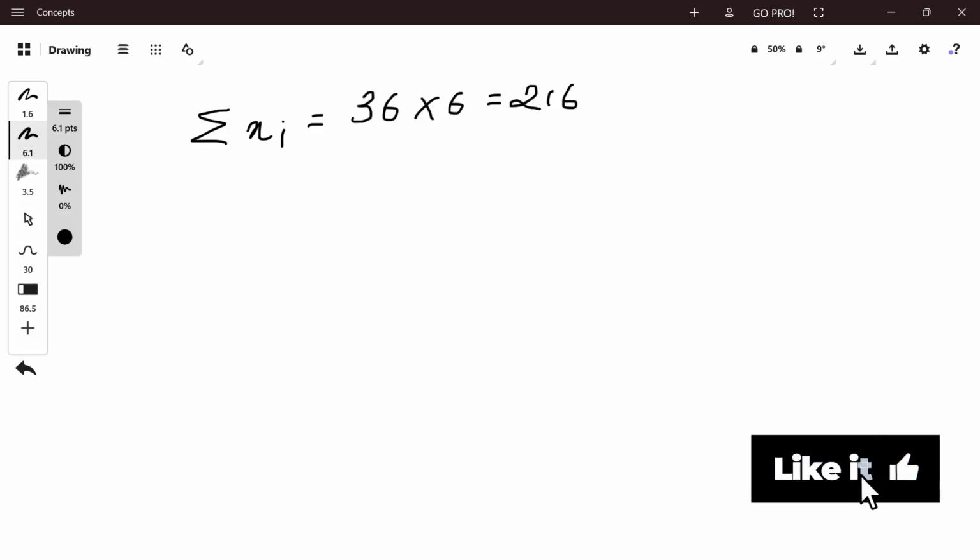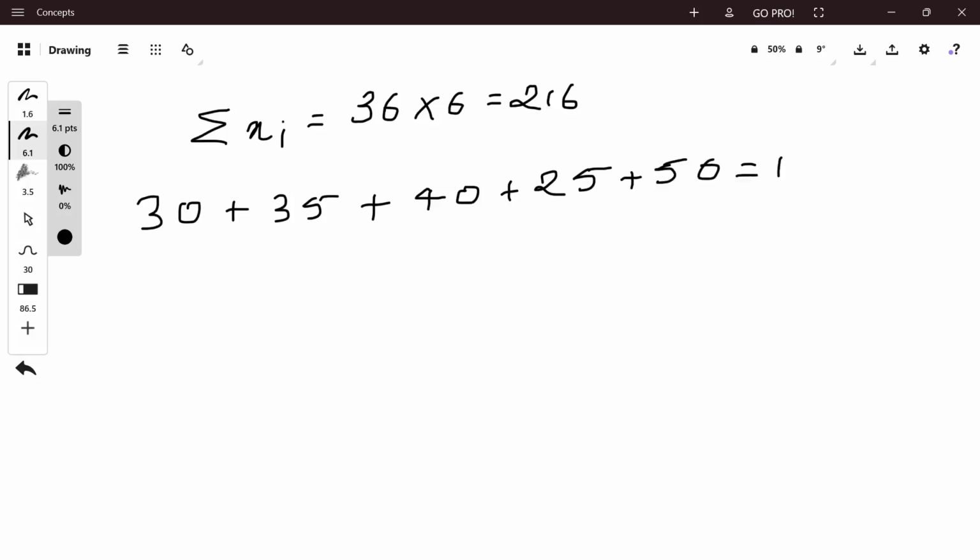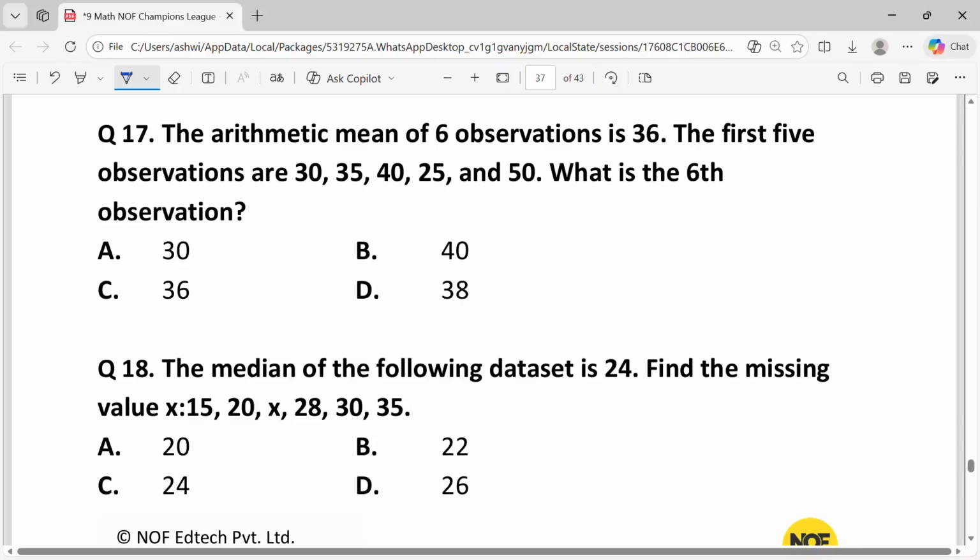The sum of the first 5 observations is 30 plus 35 plus 40 plus 25 plus 50, that is equal to 180. The sixth observation is the total sum minus the sum of the first 5, that is 216 minus 180, that is equal to 36. From the given options, the answer is C, 36.